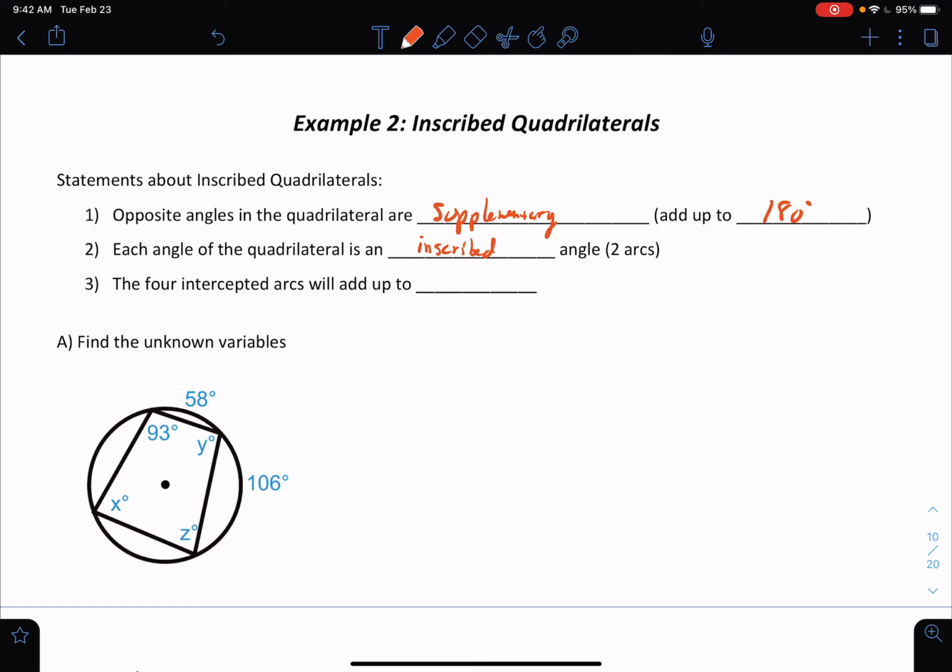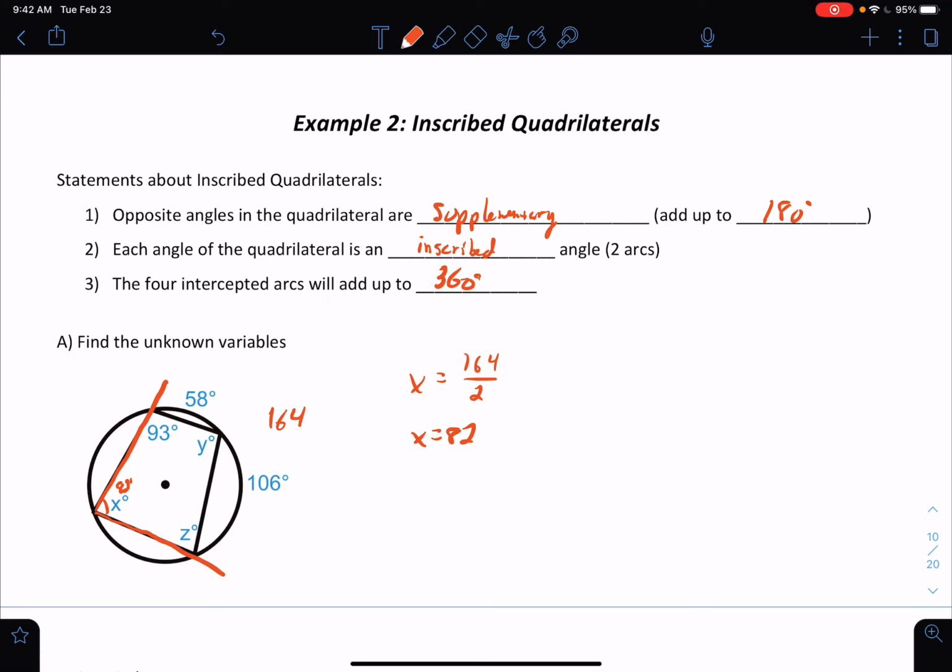The four intercepted arcs will add up to 360 degrees because that's going to make up the whole circle. So if I wanted to solve for x here, notice if I extend these chords out, it's going to capture two arcs, 58 and 106. So in total, it captures 164. So x is going to equal 164 divided by 2, the arc divided by 2. So that's going to give me x to be 82 degrees.